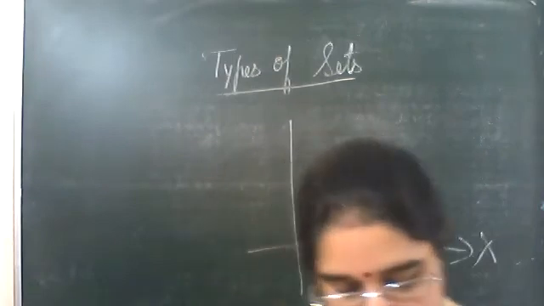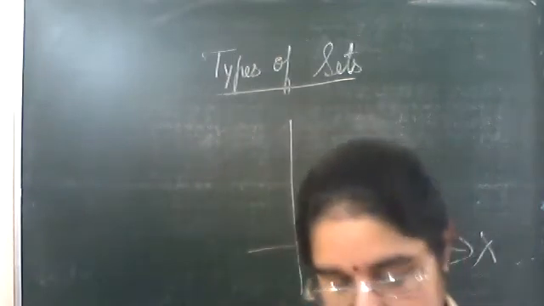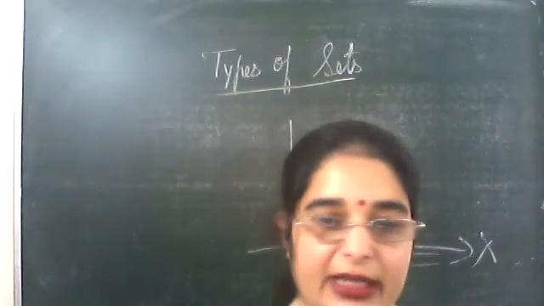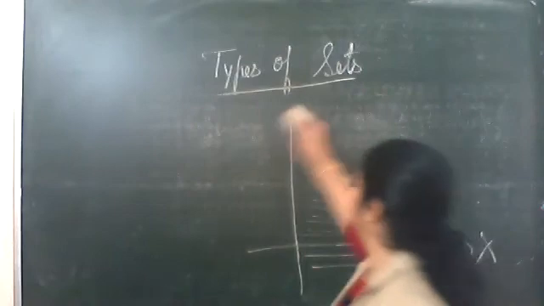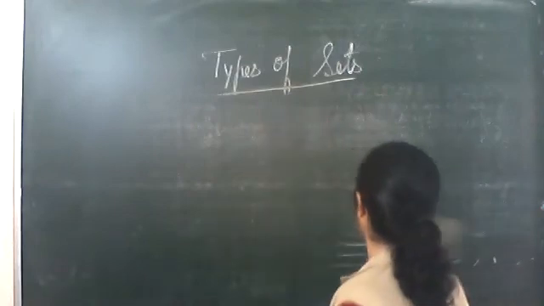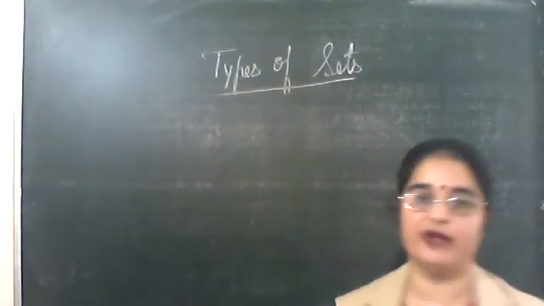Clear? The next one is the set of letters in the English alphabet. How many letters are there in the English alphabet? 26, A to Z. Yes, we can count them. So it is a finite set.